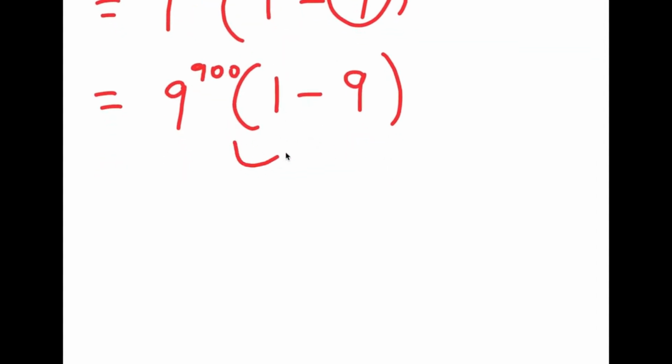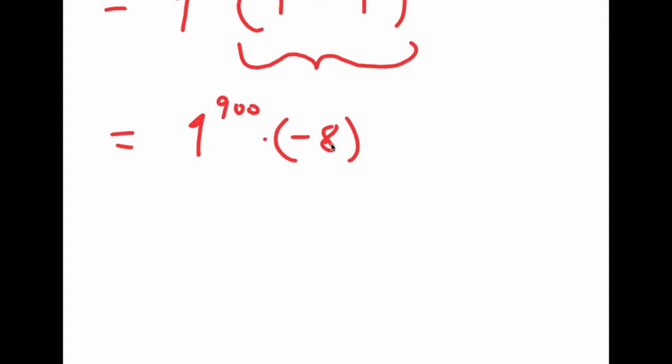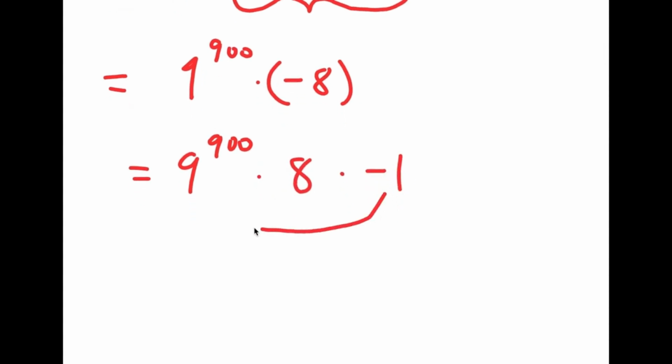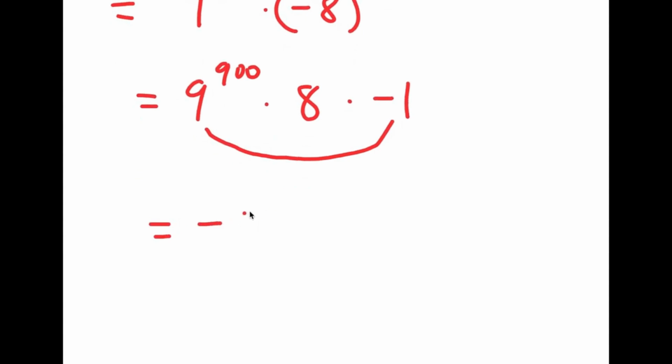Now from here, I'm going to simplify what's in my parentheses here. 1 minus 9 is negative 8, so I have 9 to the power of 900 times negative 8. And I can rewrite negative 8 as 8 times negative 1. And now I'm going to multiply negative 1 with 9 to the power of 900. So I get negative 9 to the power of 900 times 8.